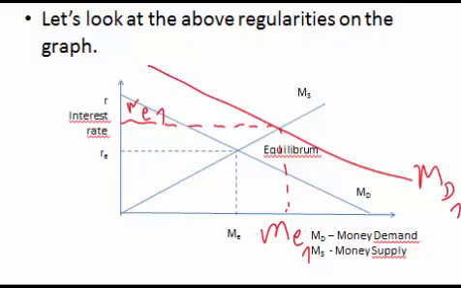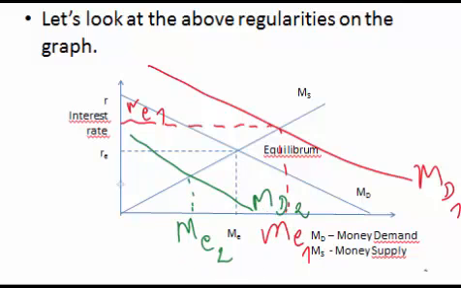And vice versa. If demand on money decreases, with all other conditions being equal, then interest rate decreases.